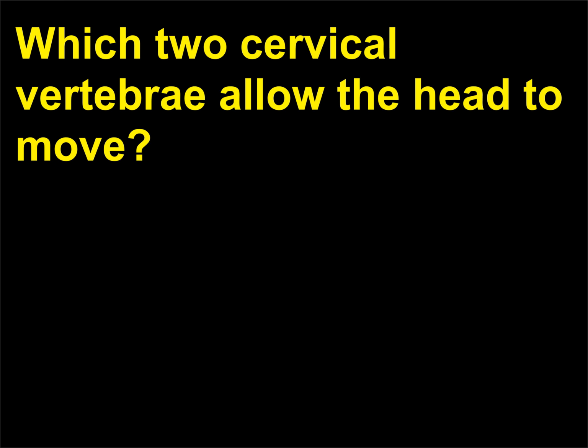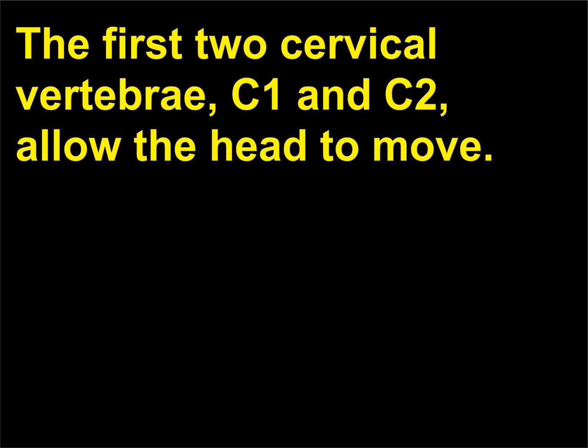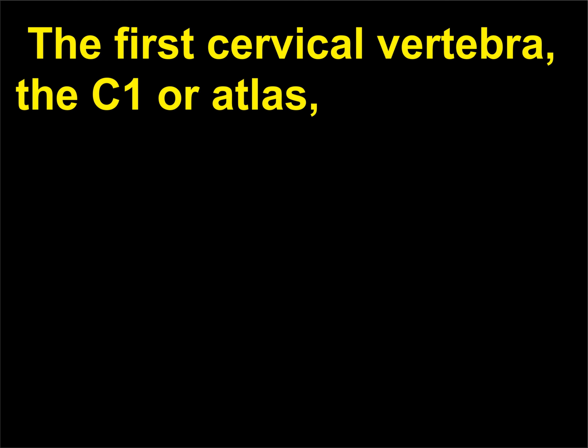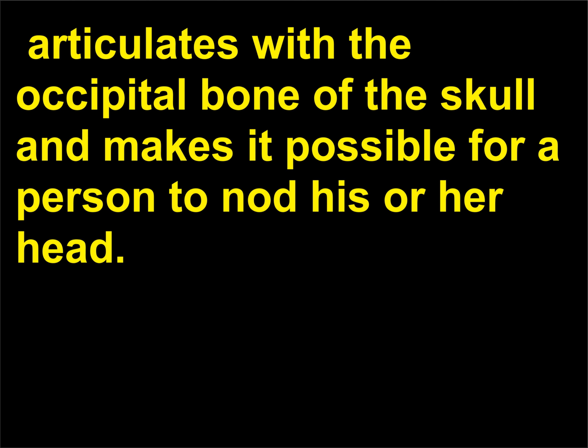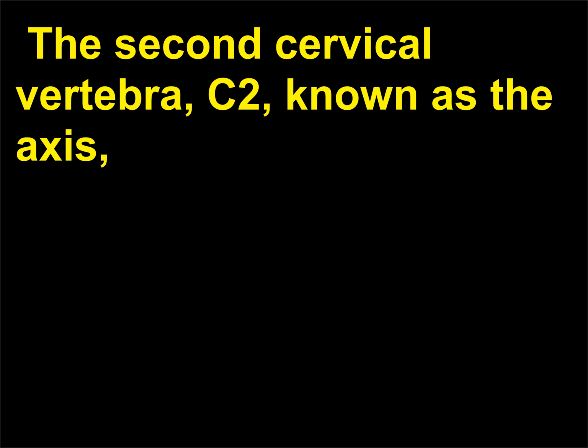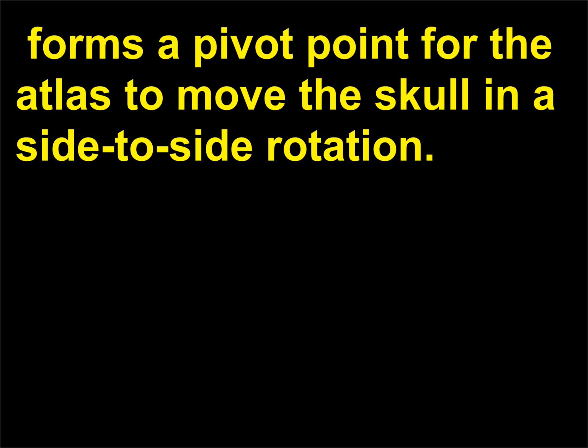Which two cervical vertebrae allow the head to move? The first two cervical vertebrae, C1 and C2, allow the head to move. The first cervical vertebra, the C1 or atlas, articulates with the occipital bone of the skull and makes it possible for a person to nod his or her head. The second cervical vertebra, C2, known as the axis, forms a pivot point for the atlas to move the skull in a side-to-side rotation.